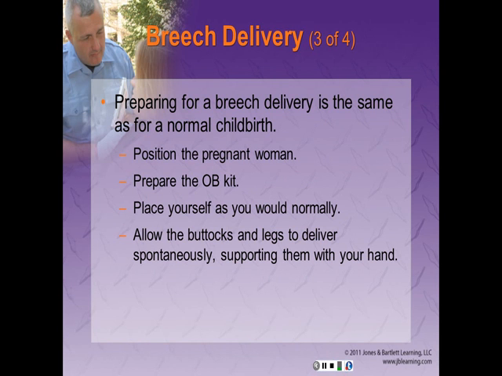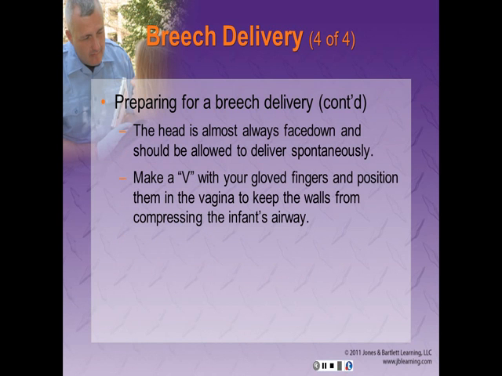Position the patient, prepare the OB kit, place yourself and your partner as you would for a normal delivery, and allow the buttocks and legs to deliver spontaneously, supporting them with your hand to prevent rapid expulsion. Let the legs dangle on either side of your arm while you support the trunk and chest as they are delivered. The head is almost always face down and should be allowed to deliver spontaneously, and you should make a V with your gloved hands and position them inside the vagina to keep the walls of the vagina from compressing the infant's airway.